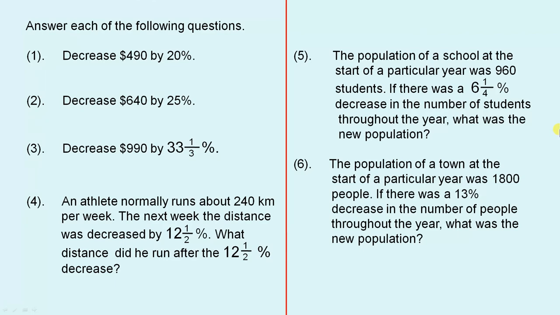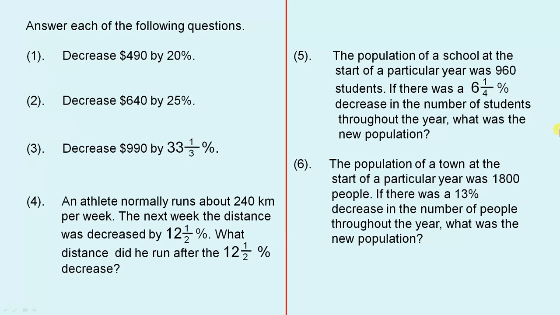Number 4, an athlete normally runs about 240 kilometers per week. The next week, the distance was decreased by 12.5%. What distance did he run after the 12.5% decrease? Number 5, the population of a school at the start of a particular year was 960 students. If there was a 6.25% decrease in the number of students throughout the year, what was the new population?